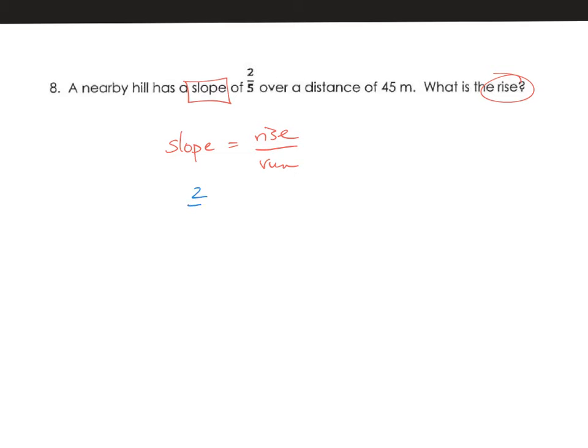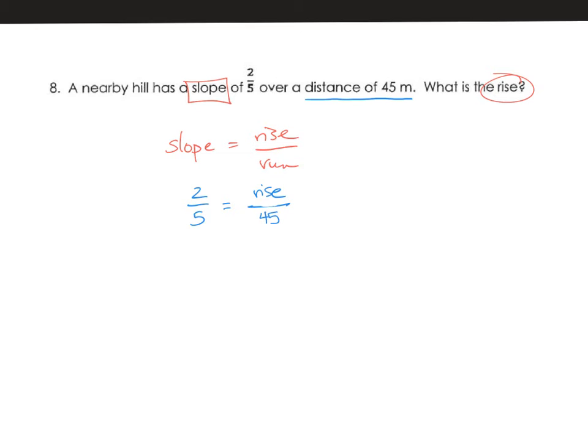I've been told that there is a slope of 2/5. I've been told that it happens over a distance of 45 meters, which means my run is 45. So, therefore, I need to find the rise. Maybe I just plug in a variable like x. If you don't like that, then feel free to keep the word in that relationship. You are solving for rise.